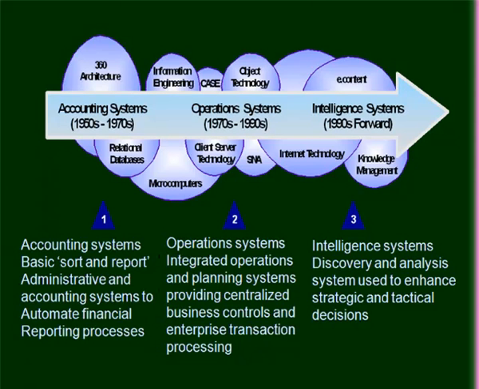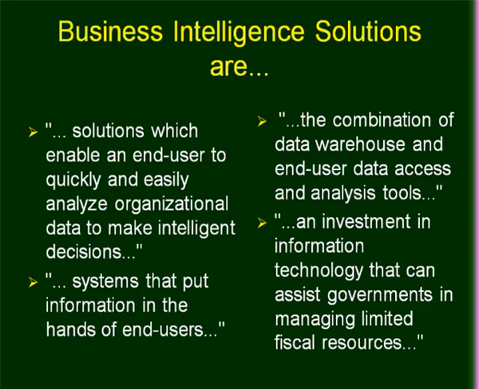If you see the third one, intelligence systems, these are discovery and analysis systems used to enhance strategic and tactical decisions. So these are the current generation systems. Business intelligence systems belong to this category. The purpose of using each system is different in each category. The objective is different, and the way the data is used is also different. Therefore, BI provides different kinds of solutions.